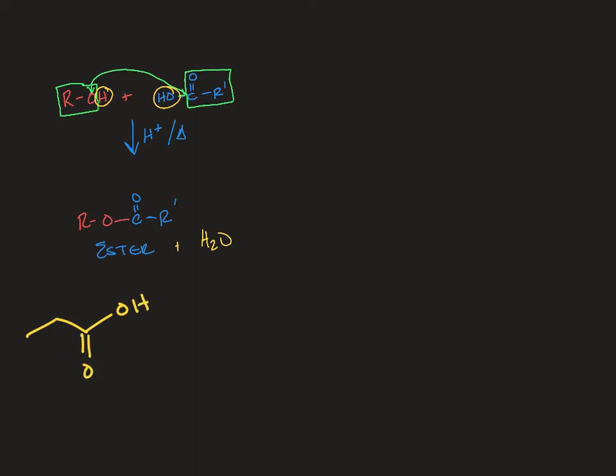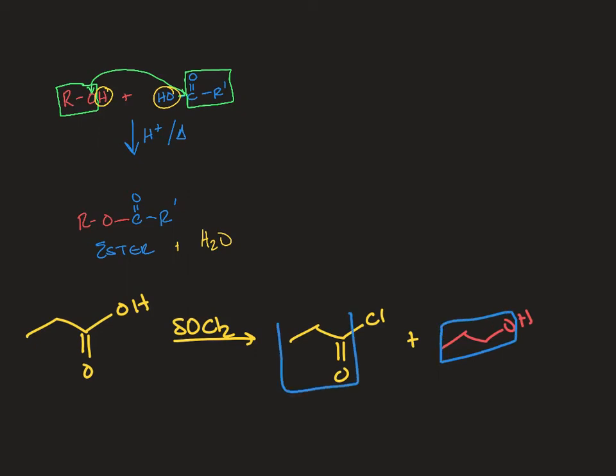So if you start with a carboxylic acid, react it with sulfonyl chloride, you replace that OH group with a chlorine, and now you have your acid chloride. So now I can react this with some alcohol. Again, I'm going to take the oxygen and the carbons from the alcohol and the carbonyl and the R group from the acid chloride to make the ester. And here the byproduct is HCl.